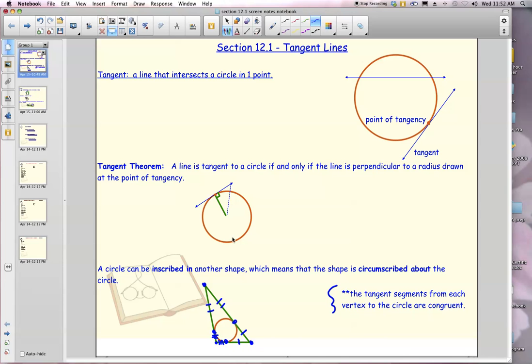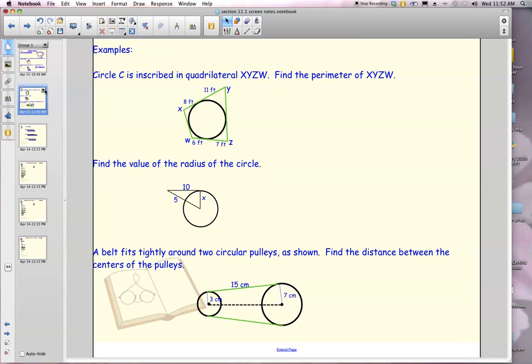Those are the two major things that we're going to talk about in terms of what tangent lines do for us in terms of circles. So let's look at some example problems. If I tell you that circle C is inscribed, so it means it's inside the quadrilateral, which means it touches right at one point and creates tangent lines, and it asks us to find the perimeter of the quadrilateral.